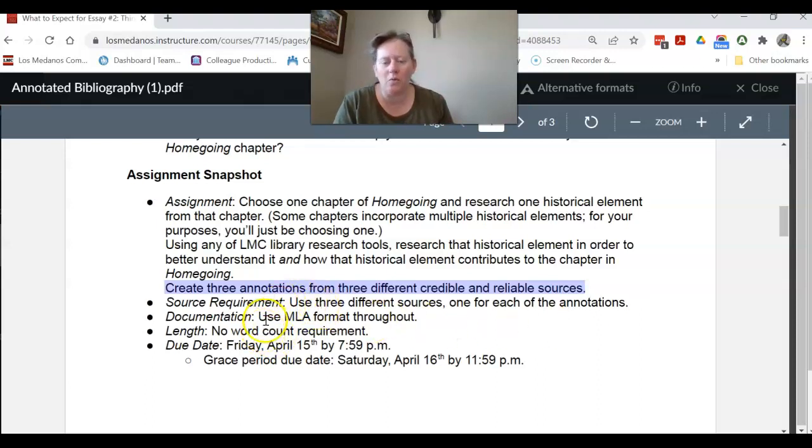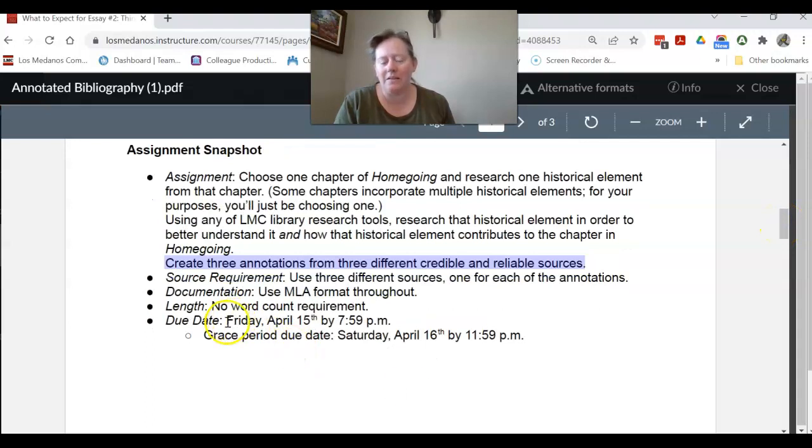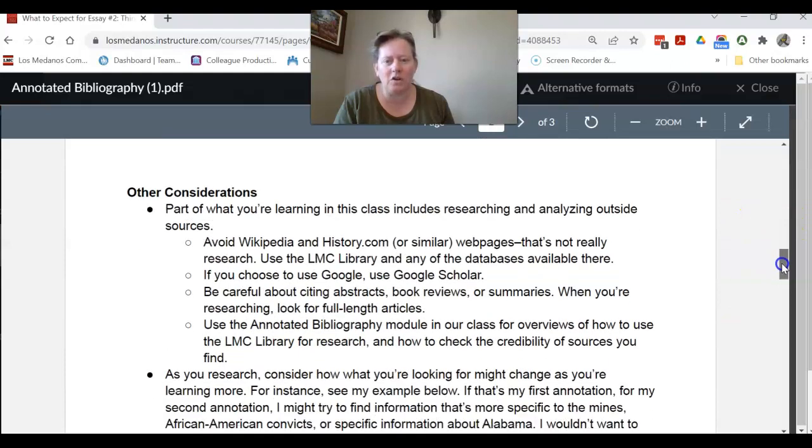There's no word count. You do need to use MLA. You need 3 different sources, and this is due by Friday the 15th, with a grace period of Saturday night of the 16th. So again, this is one of the requirements of English 230.